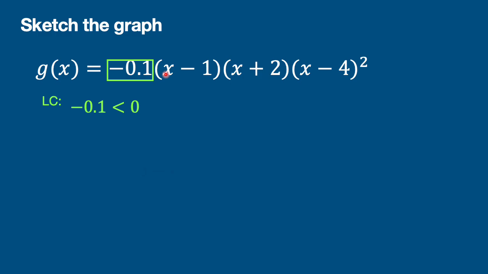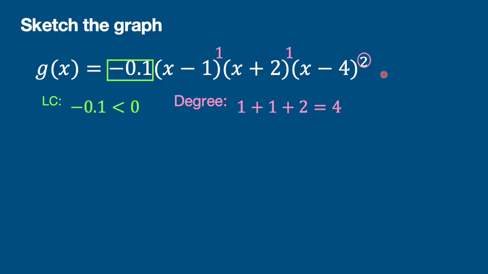Degree: check the multiplicity, guys. The degree is going to be, what is the multiplicity? x minus 1, that's 1. x plus 2, that's 1. Here the multiplicity is 2. You add all the multiplicities, and that's going to be the degree of this polynomial function. 1 plus 1 plus 2 equals 4.